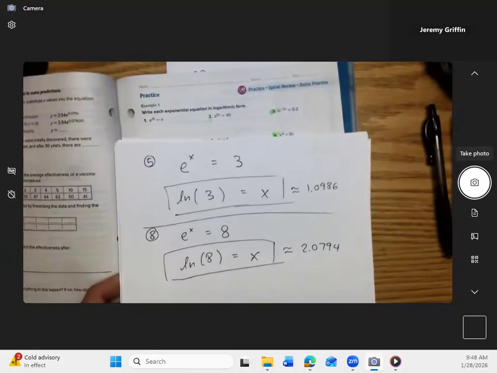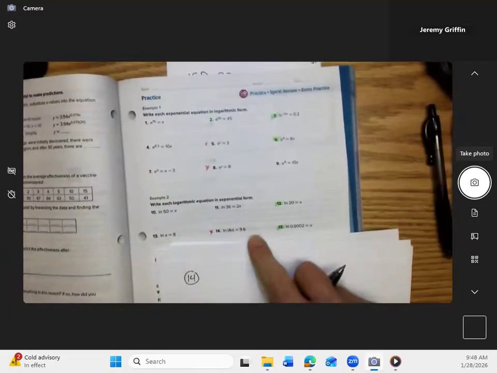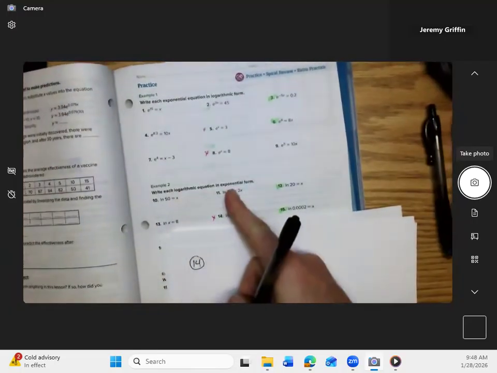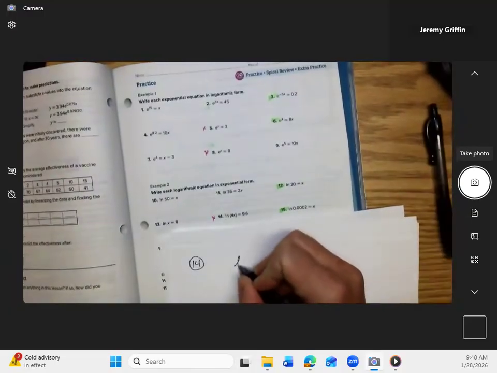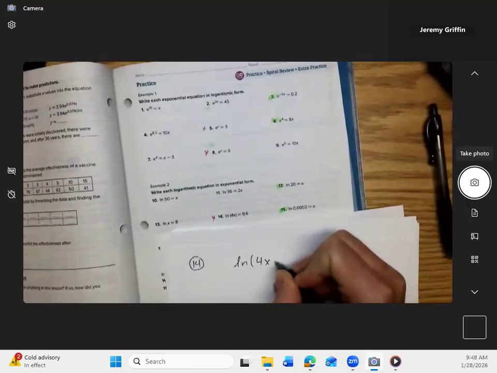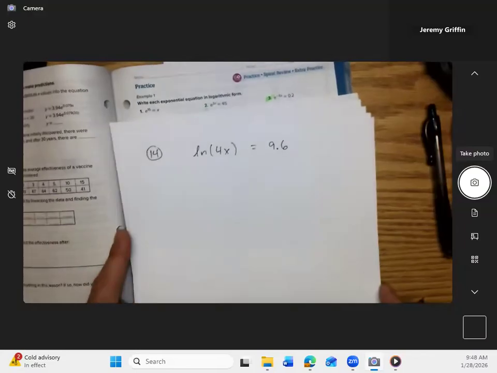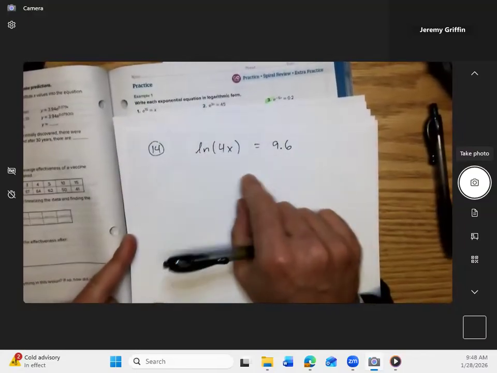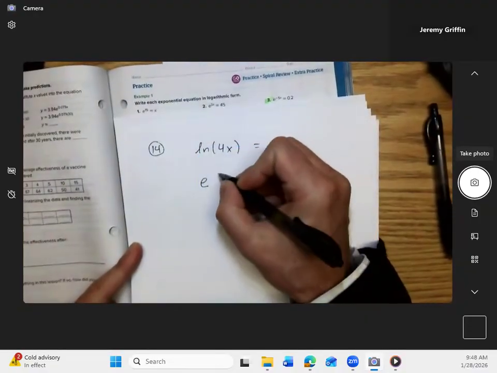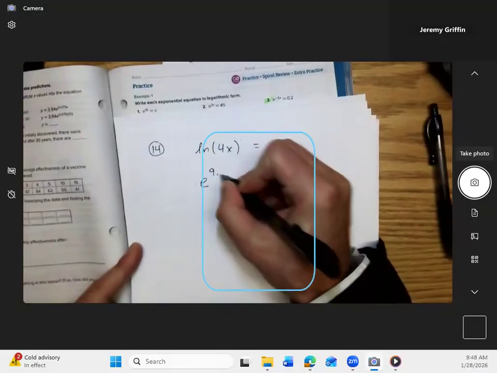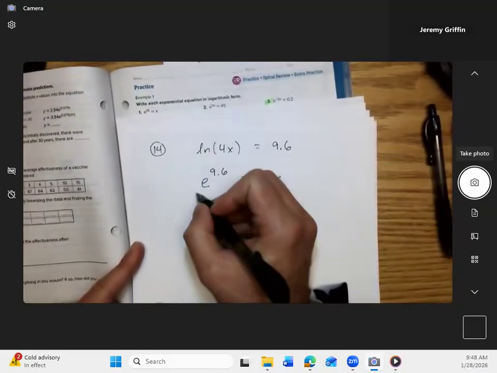All right, guys, got that? Okay, number 14. 14 says write the log equation in exponential form. So just the reverse of what we just did. This time they're giving you natural log of 4x is equal to 9.6. Guys, how could you write this in exponential form? e to the power of 9.6 is equal to 4x. Like that? Okay.